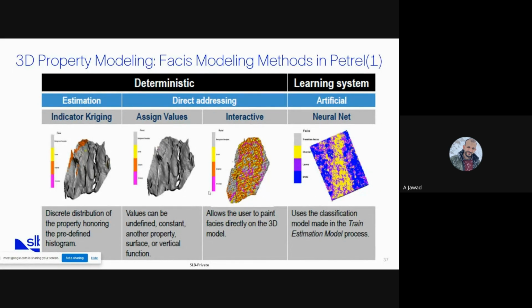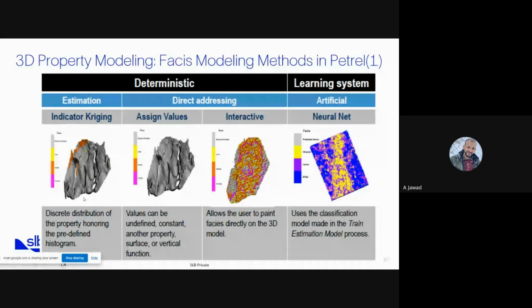Now we need to go to the types of modeling. So until now I have explained the data analysis part. Now in terms of species modeling, after you finish the data analysis, you need to select the method of modeling. So my data analysis is ready. Now I want to select what are the types of modeling we have in Petrel.